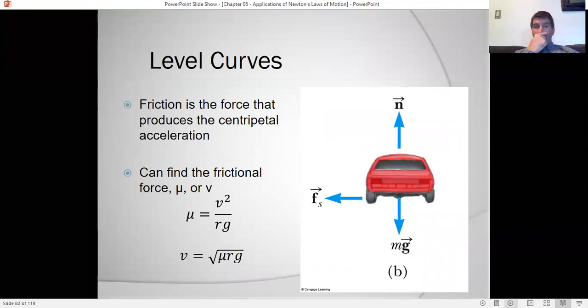So again, you can find the frictional force. Mu is equal to v squared over r g for the coefficient of friction, or you can find the maximum velocity that you can go around the turn for a given coefficient of friction. So the greater the coefficient of friction, the faster you can go. The larger the radius, and remember, a larger radius means less curvature, the faster you can go.